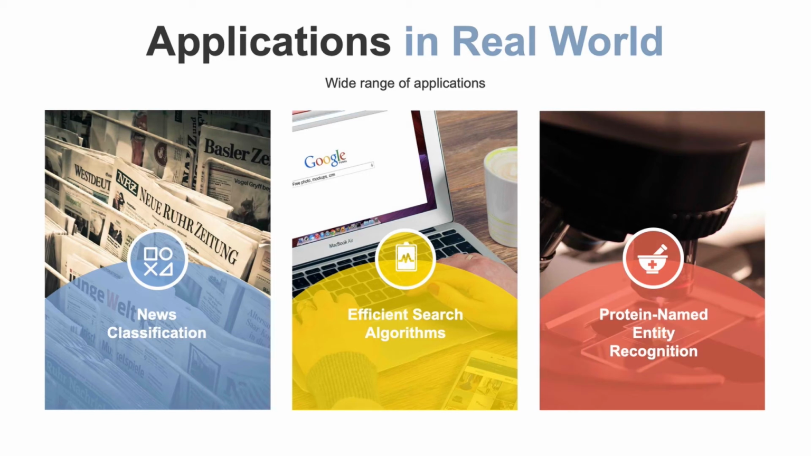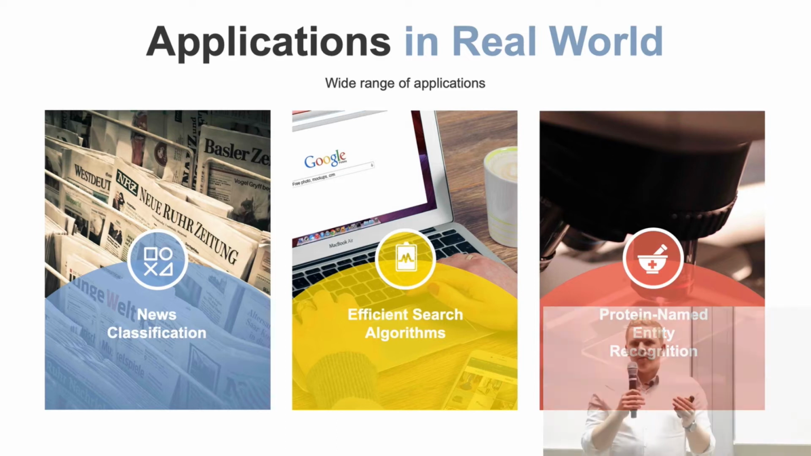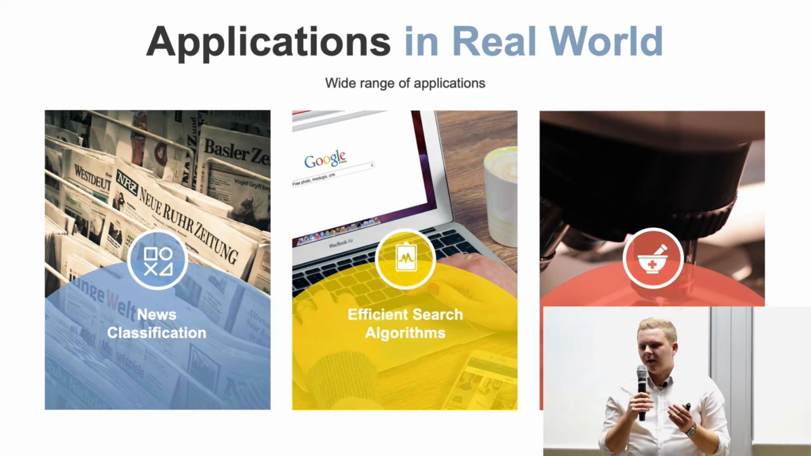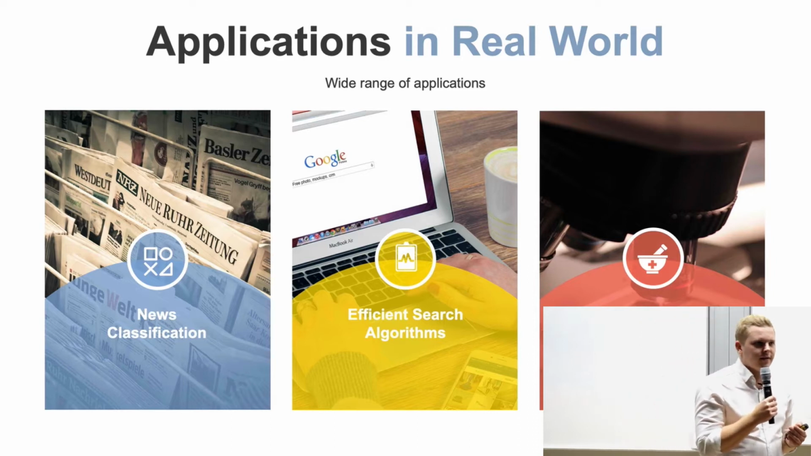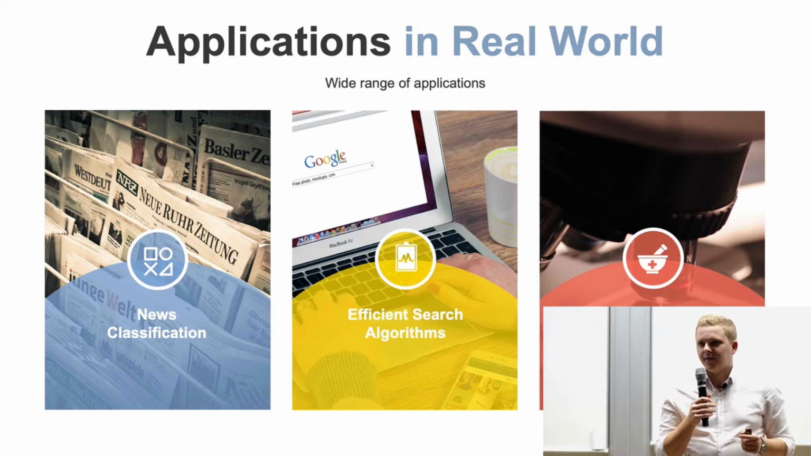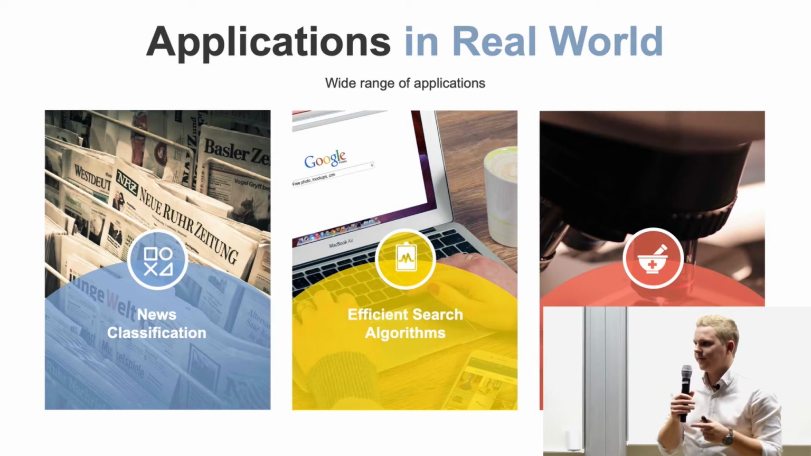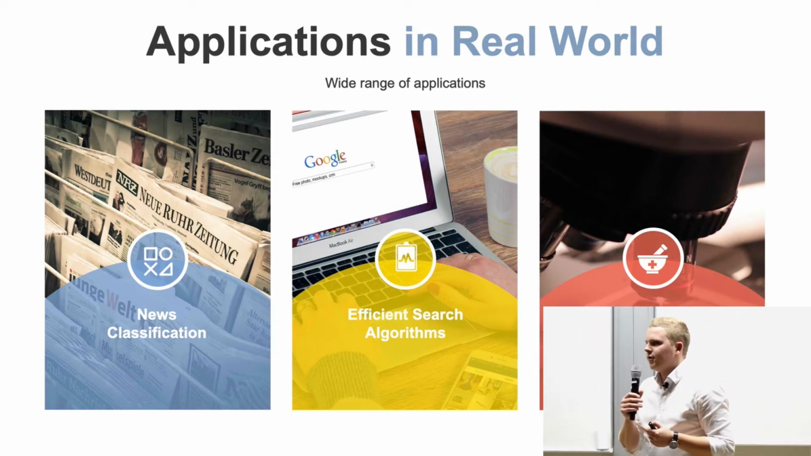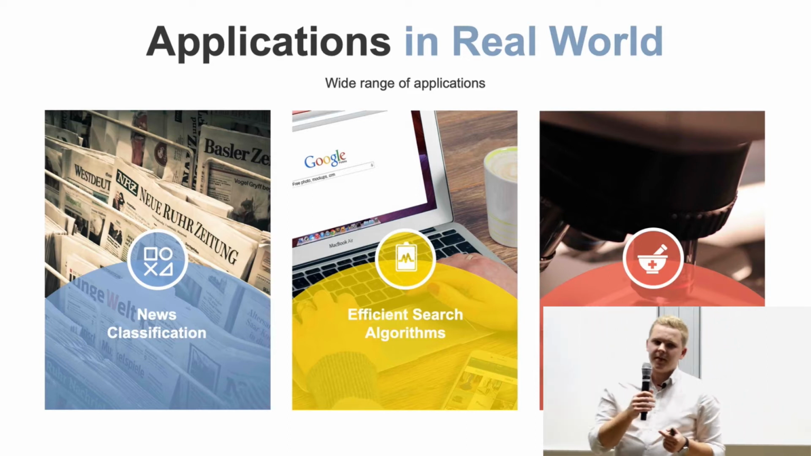This is also done by Google, for example. If you go to Google and click on news, they have already categorized all the different articles. So there's no human behind it saying, okay, this is an article about politics or soccer or whatever. This is normally always done by algorithms.